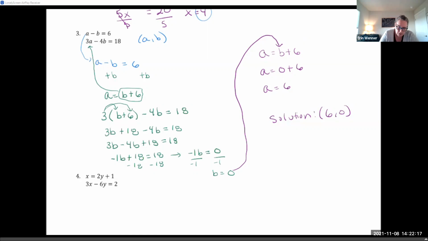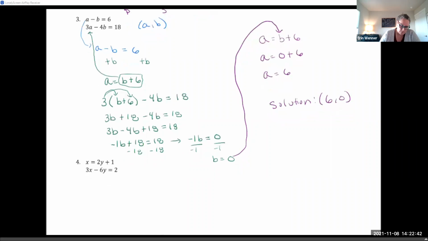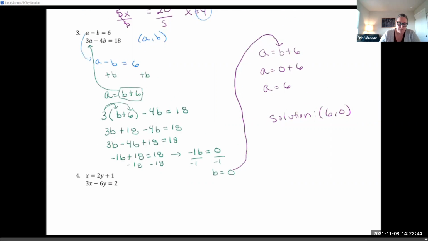We could have plugged 0 in for B into 3a minus 4b, meaning we could have had 3a equals 18, which would have still given me a equals 6. And that is fine because this is a solution that works for both equations. Did that answer your question? Okay. Any more for number 3 before we move forward?